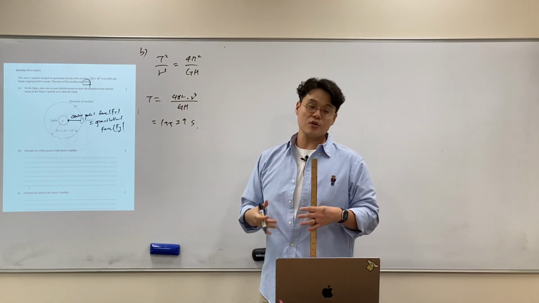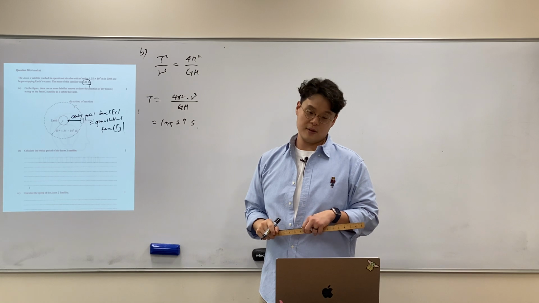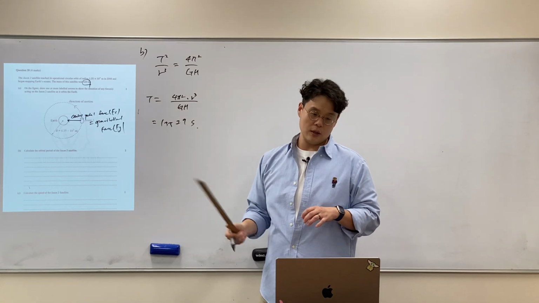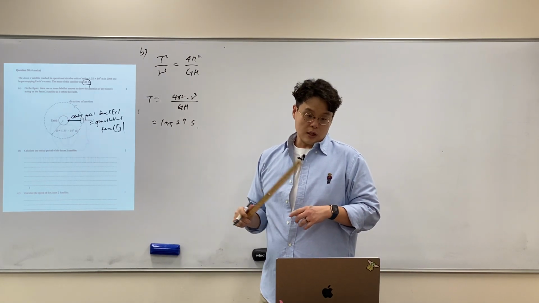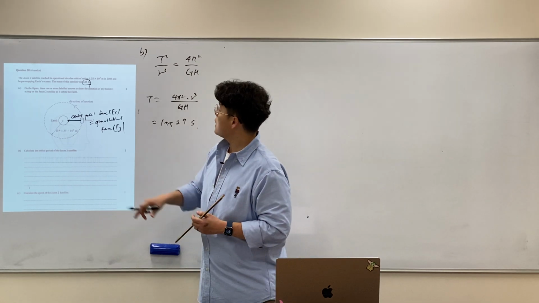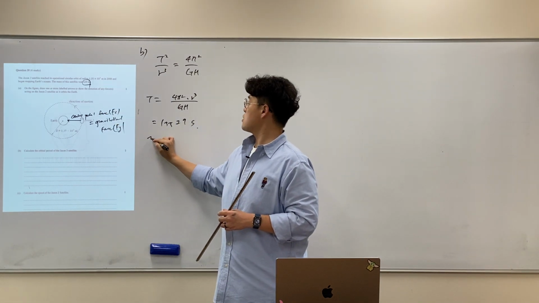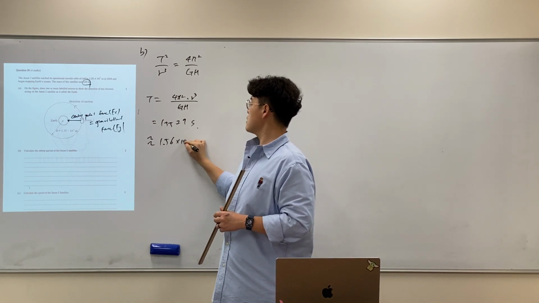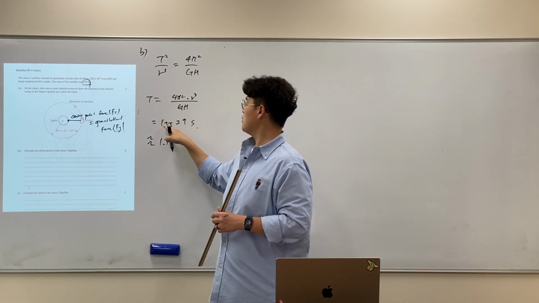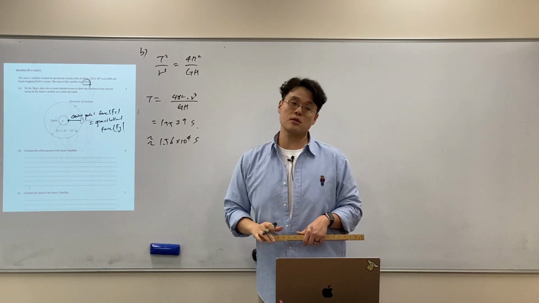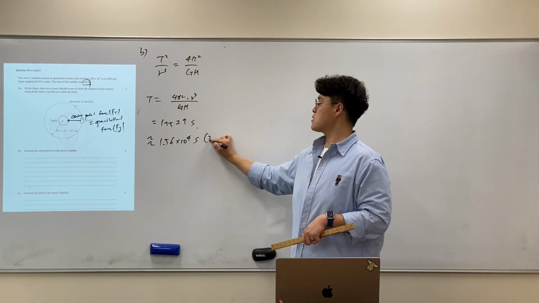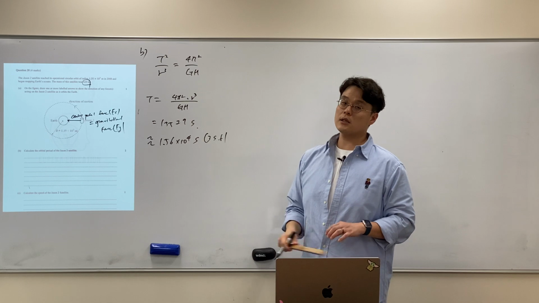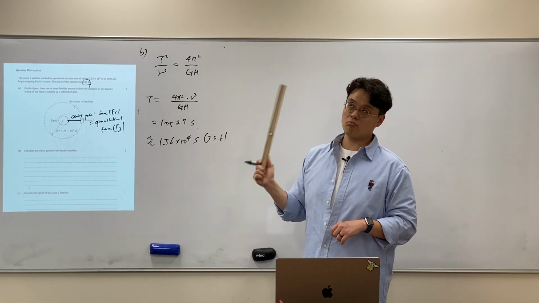You do not need to convert that into hours. Just leave that in your sig figs. As we're given 3 sig figs, that's approximately 1.56 times 10 to the power 4 seconds. This is what you need to do in 3 sig figs. As I said, if you didn't do it, you'll lose 1 mark.